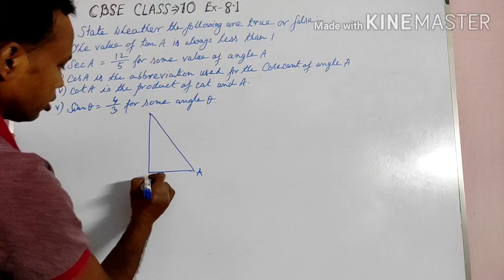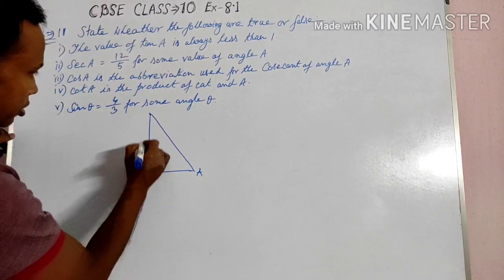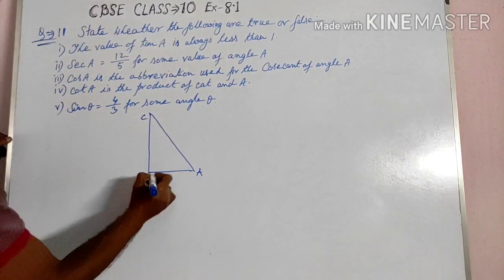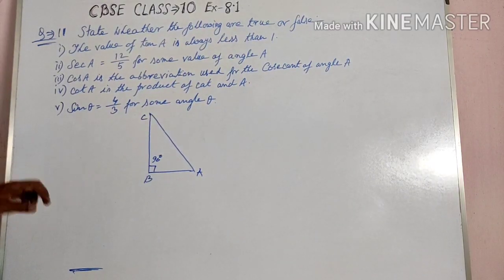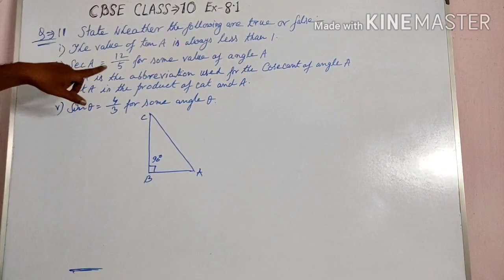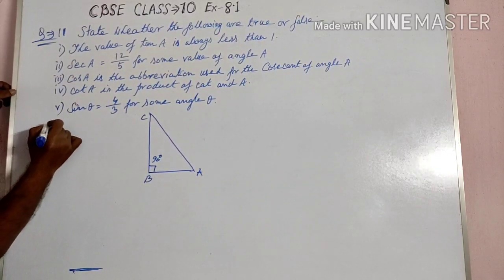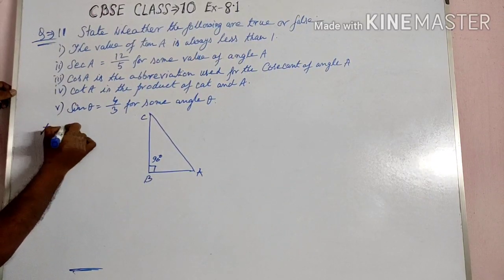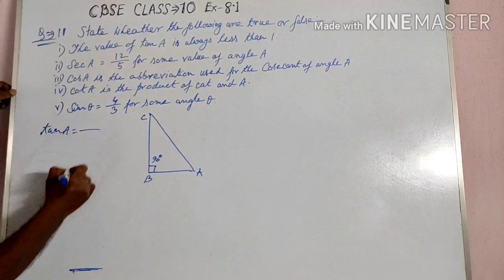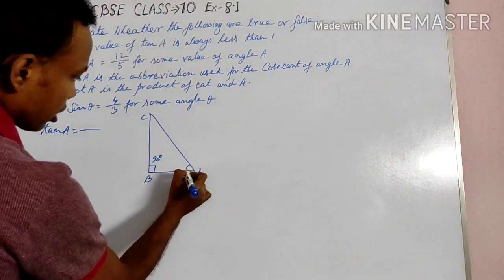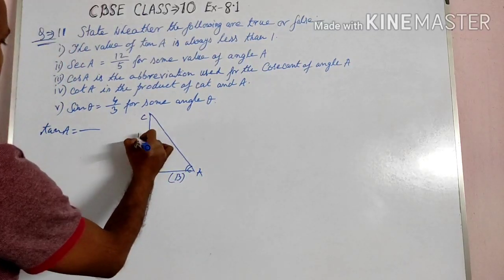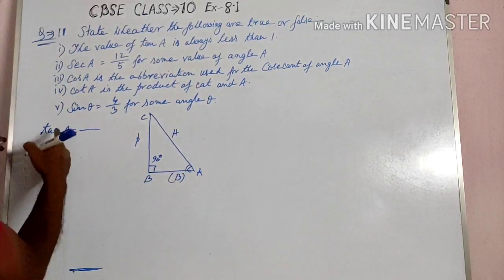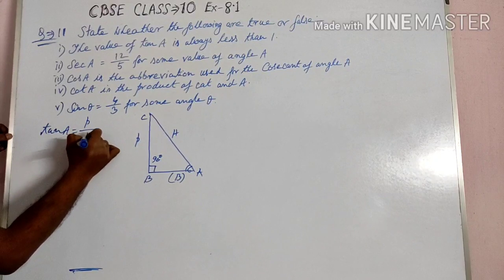Suppose the name is ABC. So ABC is a right angle triangle at the point B. So tan A is equal to what? Tan A is equal to, if this is your angle A, then this is your base, this is your perpendicular, this is your hypotenuse. So tan A is equal to perpendicular by base.